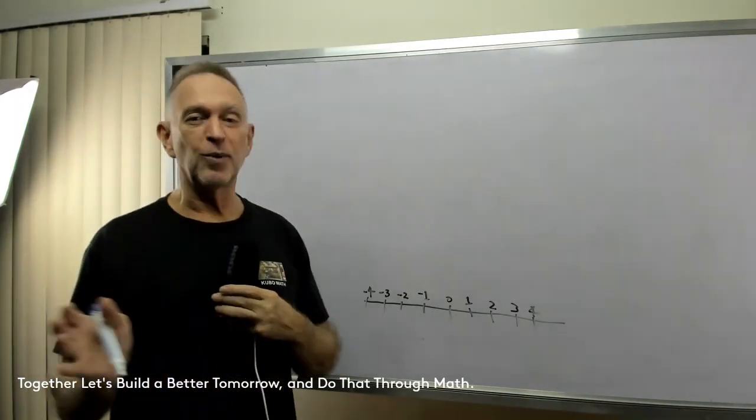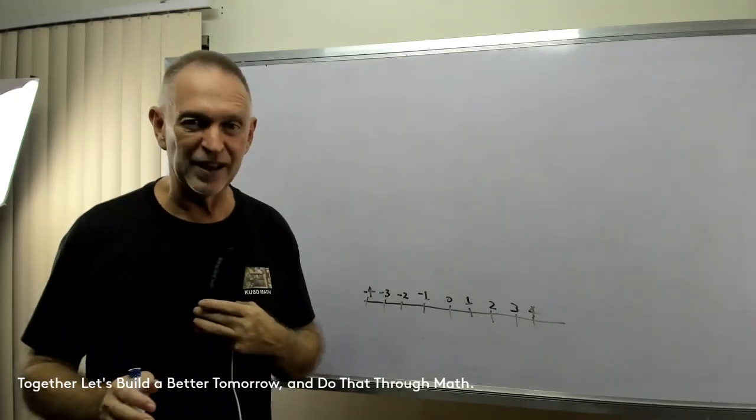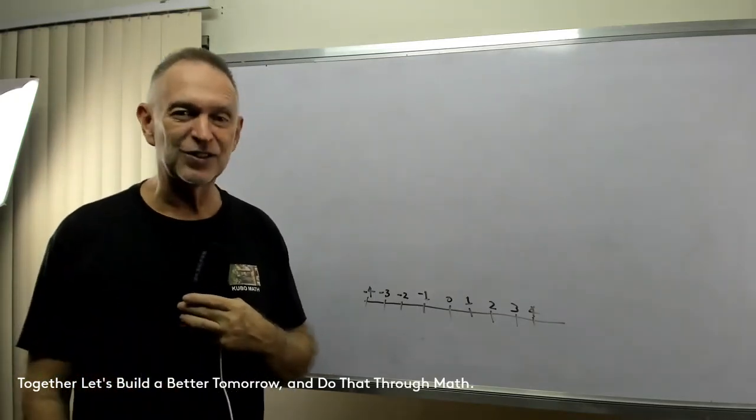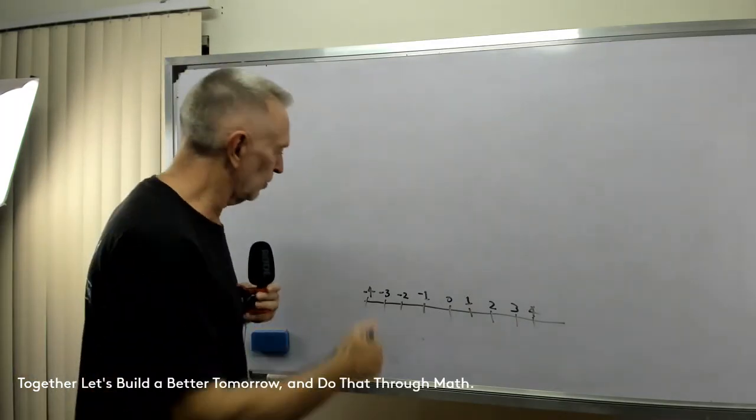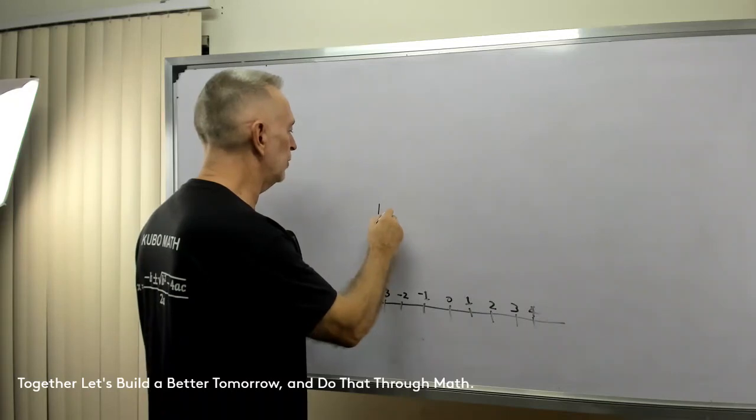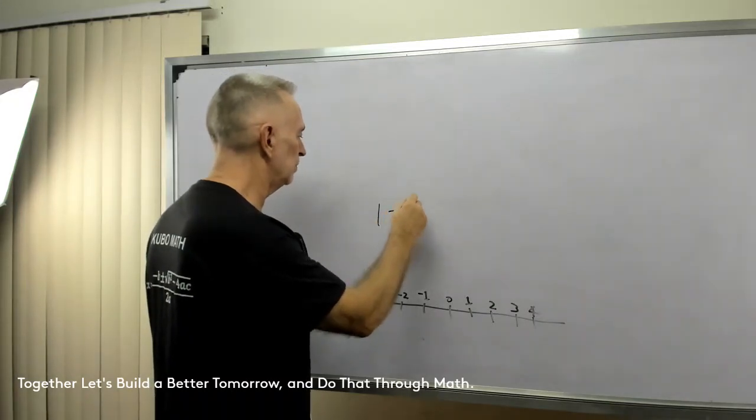Now, I'm a simple guy. What is absolute value? It's just the distance a number is from zero. That's all it amounts to. Let's say I have the absolute value of -2.